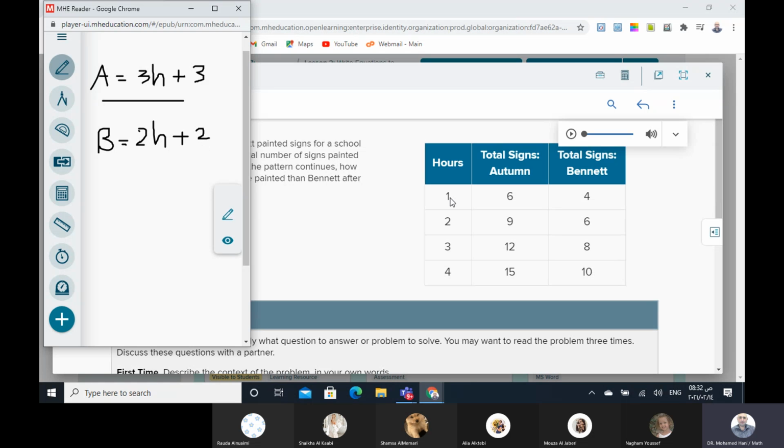So check the value of hours 1. 2 times 1 is 2, plus 2 will be 4. Now 2. 2 times 2 is 4, plus 2 will be 6. Now take 3 here. 2 times 3 is 6, 6 plus 2 will be 8. Now take 4. 2 times 4 is 8, 8 plus 2 will be 10.